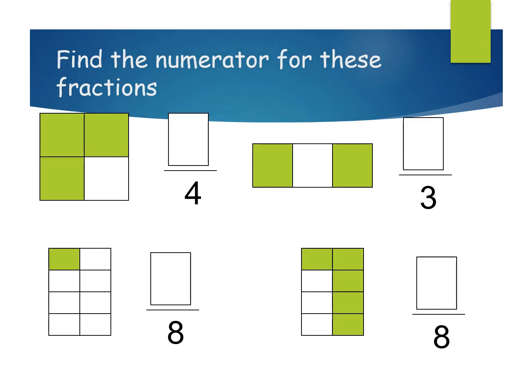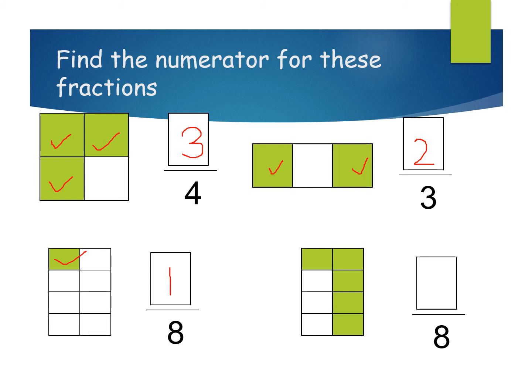So here we have to find the numerator for these fractions. How many parts are shaded in the first figure? Let's count. 1, 2 and 3. Total 3 parts are shaded out of 4 equal parts. In the next figure, we have total 3 equal parts. And how many are shaded? Yes, we have 2 shaded parts. So the numerator will be 2. Okay, in the next figure, we have 8 equal parts. And how many are shaded? Yes, we have only 1 shaded part. So the numerator will be just 1.